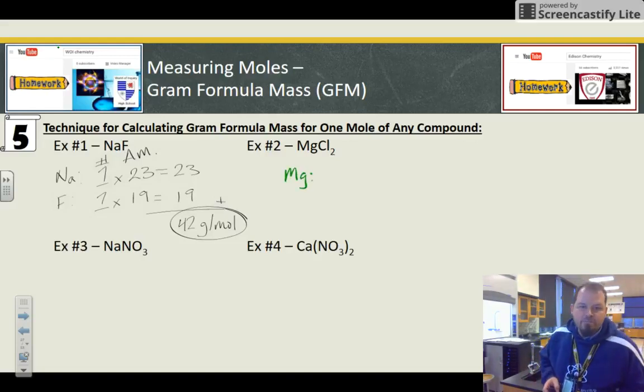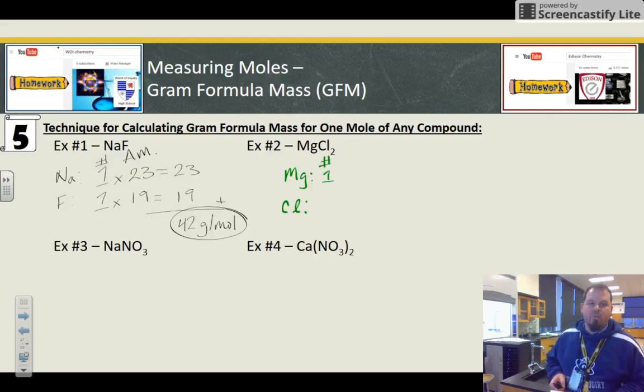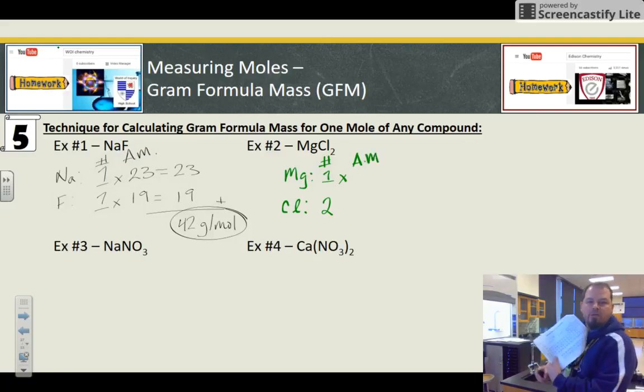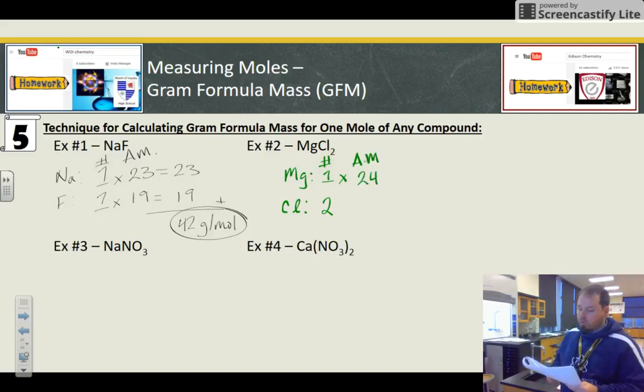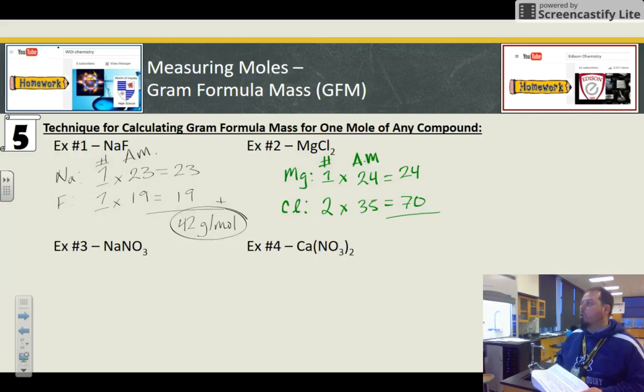Next one, Mg and Cl. I got 1 Mg and 2 Cl. Mg has a mass of 24, looking it up. Chlorine, 35. 1 times 24, 24. 2 times 35, 70. Add them up, 94 grams per mole.